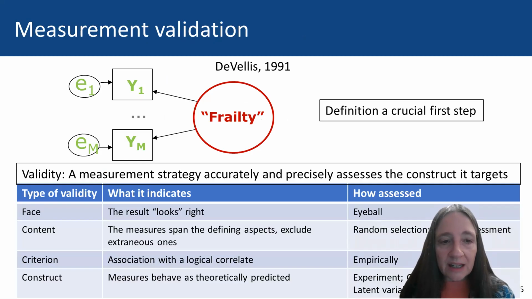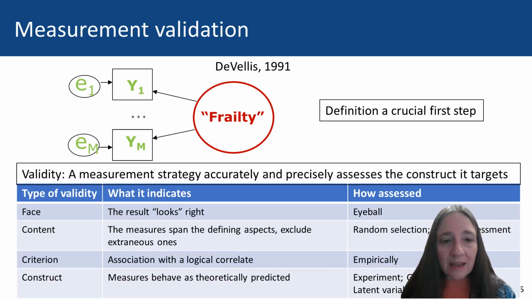So face validity just means that the result of the measure looks like it should. And this generally, literally is an eyeball assessment. Content validity means that the measures I've chosen, these things in the boxes, in the green font, span the defining aspects of the construct, and they also exclude the extraneous ones. And so that has to do with expert assessment to choose the right measures. And sometimes, if there's a very large number of possibilities, random selection among those.